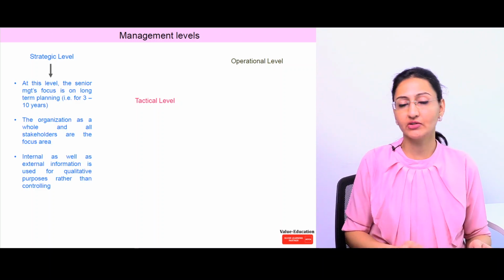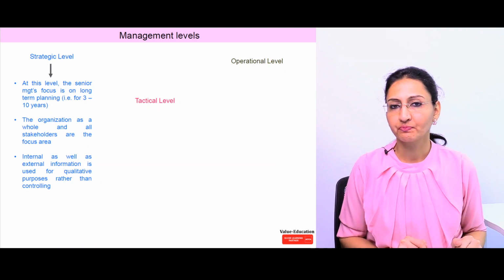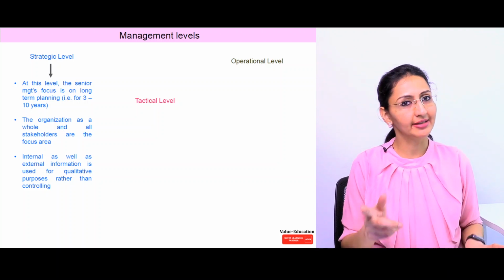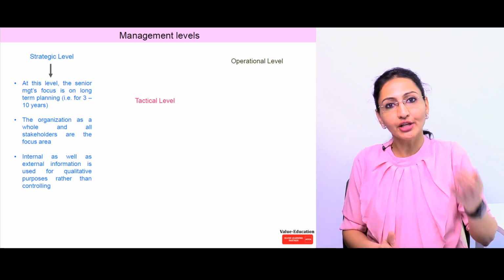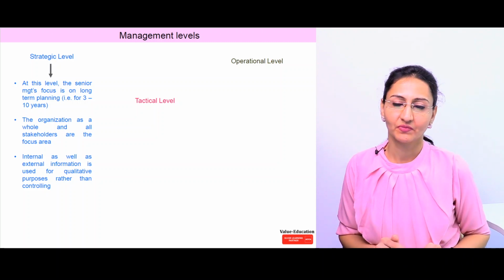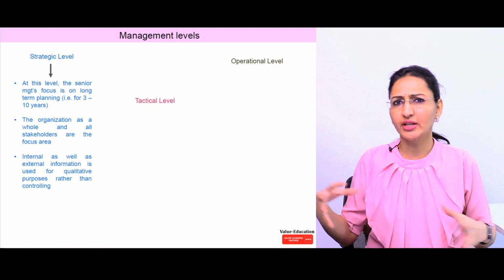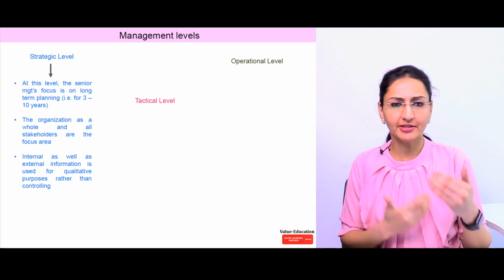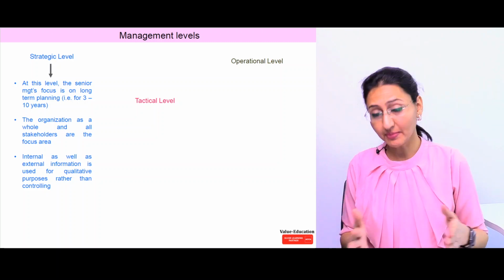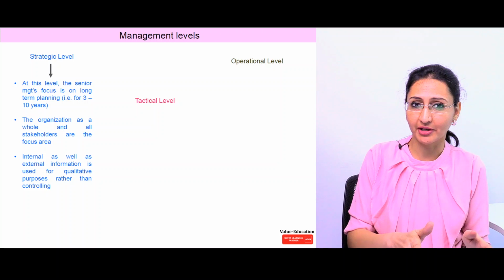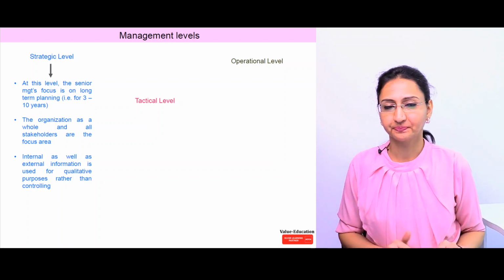Now, what is the strategic level? The top level. Simple. At this level, who is involved? The senior management. What do they focus on? They focus on the long-term planning of the business. That means planning which ranges from 5 to 10 years, 3 to 10 years, 6 to 10 years, depending upon how stable we are in any environment. In the pandemic situation, we are not in a stable environment. So even long-term planning will not be for more than 3 years.